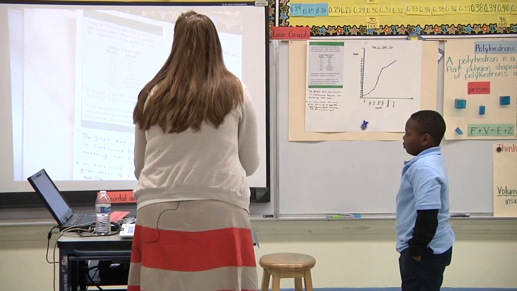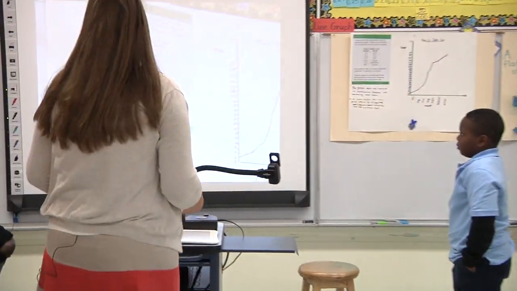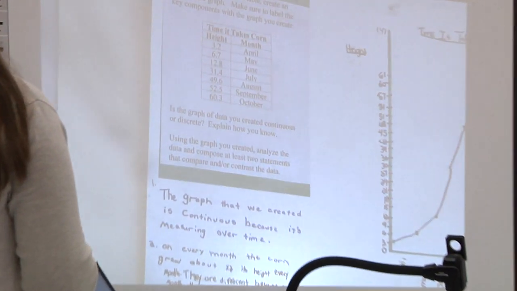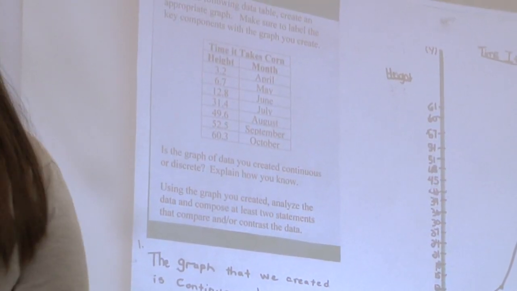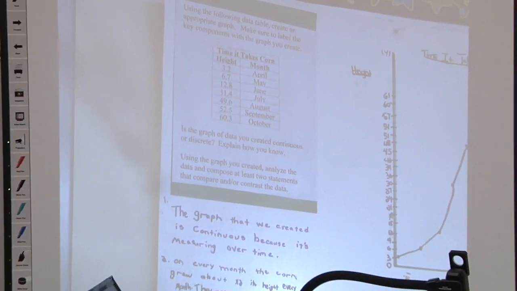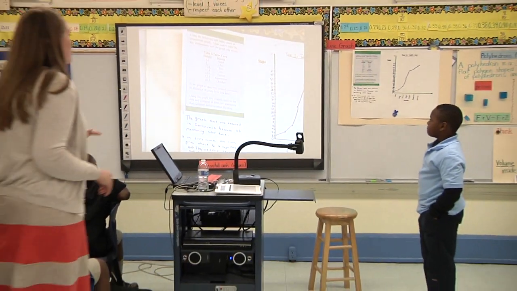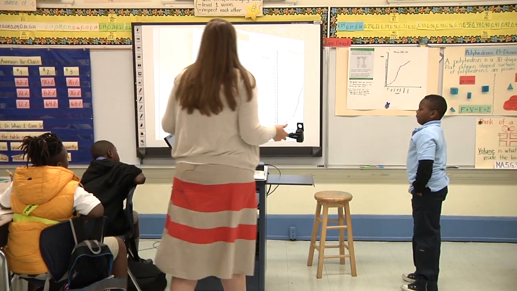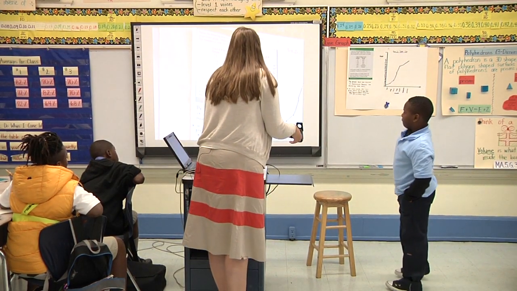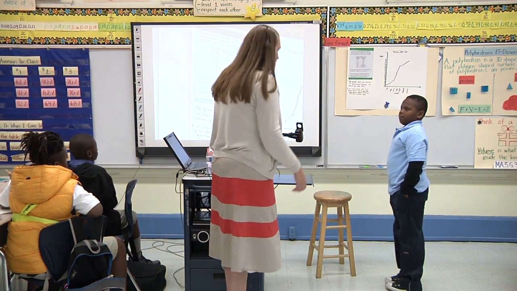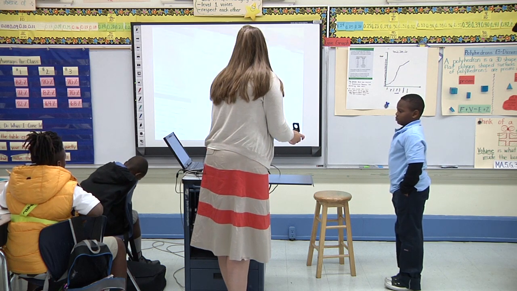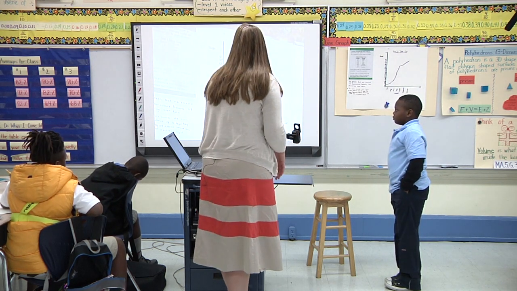Awesome. Using the following data table, create an appropriate graph. Make sure to label the key components with the graph you create. Okay, their graph was about corn. Yummy corn, okay? Now, it also says, is the graph continuous or discrete? And analyze the components and share two statements. Holy guacamole. Okay, let's look here, Keon. Talk to us, man.